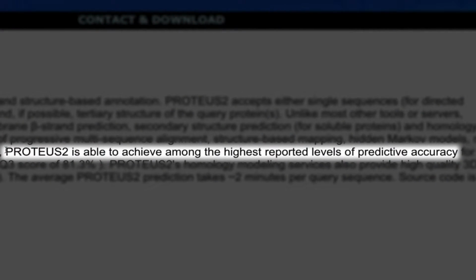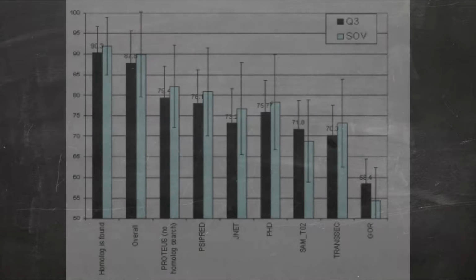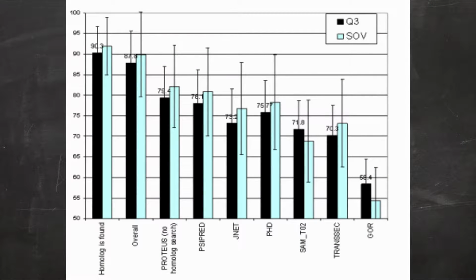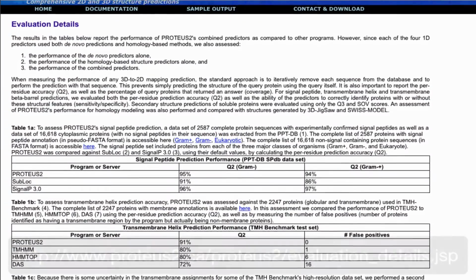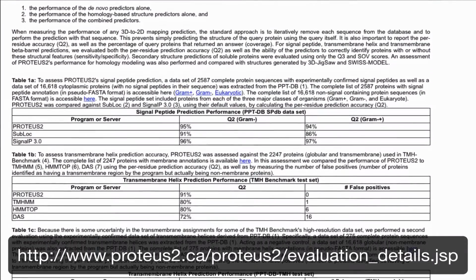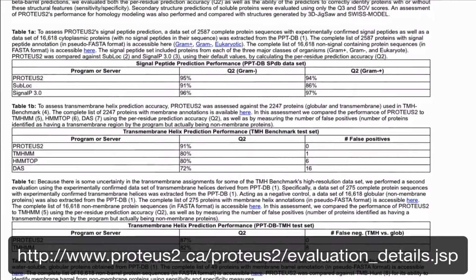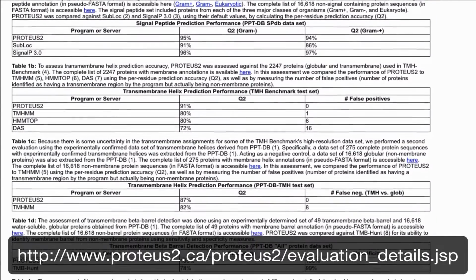When compared to other web servers, Proteus2 achieves the highest prediction accuracy as measured by the Q3 black and SOV gray scores shown in this bar chart here. If you're interested, you can find more details regarding head-to-head comparisons with different programs and web servers in the Proteus2 website under the Documentations tab.